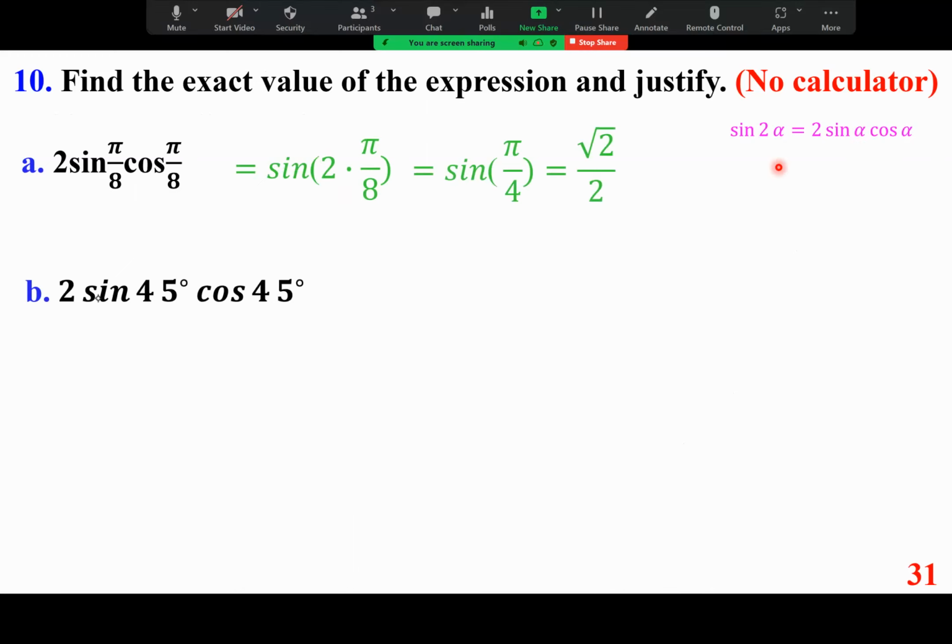Same formula. This is 2 sine alpha cosine alpha. So sine of 2 times 45 degrees, which makes it 90 degrees. And sine of 90 degrees is 1.